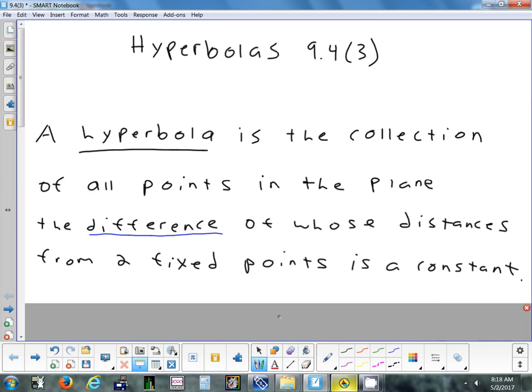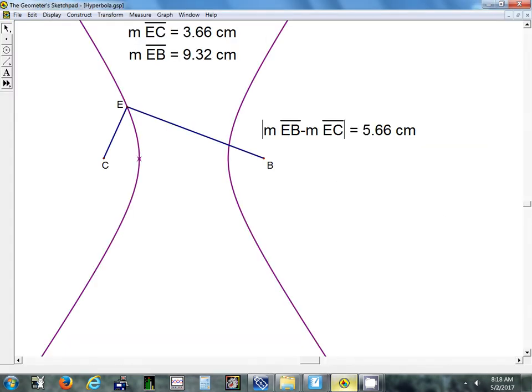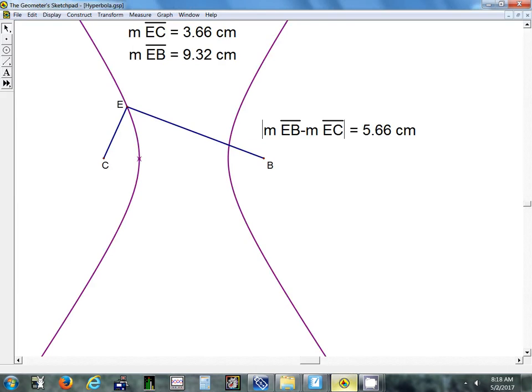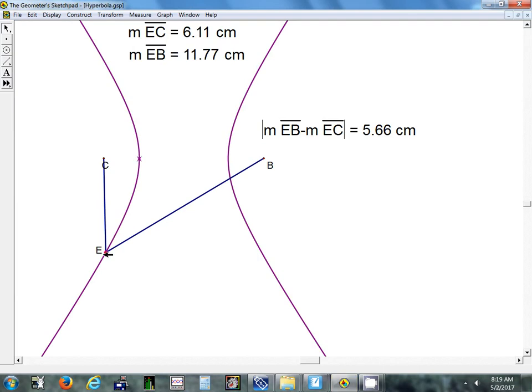All right, so let's look at a picture and put all those words together to help it make a little more sense. The two fixed points in this picture are point C and B. Point E is a point that I can drag wherever I want on either part of the hyperbola. They're not really called parts; they have a name, and I'll tell you that in a second. As I drag point E, you can watch what's happening. The program will remeasure the distance from E to C, and remeasure the distance from E to B. It's going to take those two numbers and subtract them, and it's always going to take the absolute value.